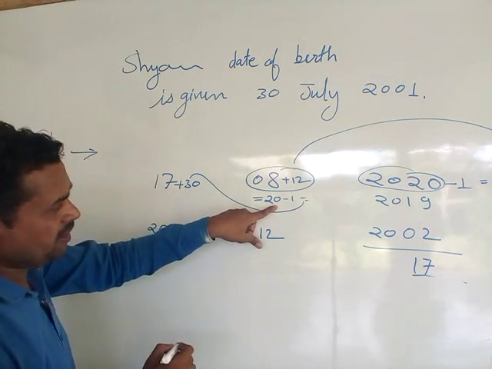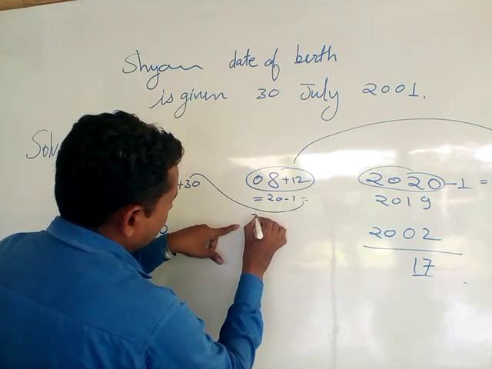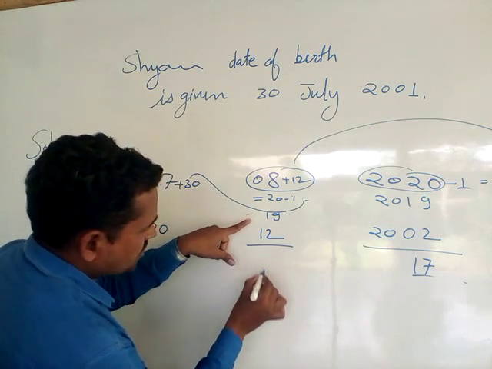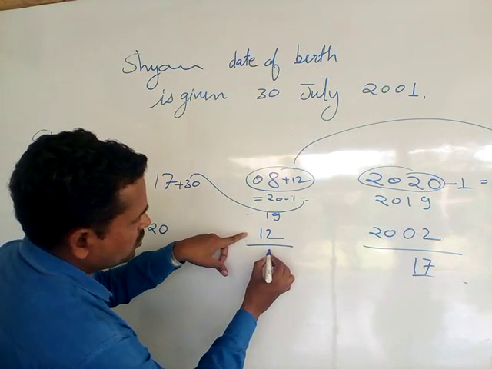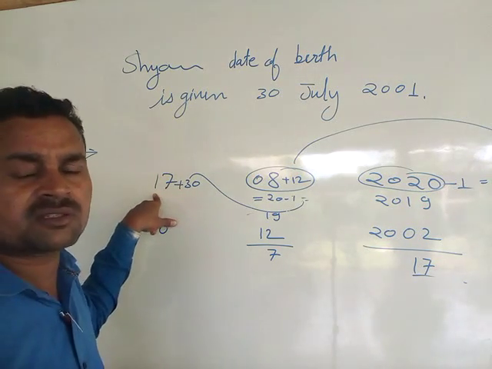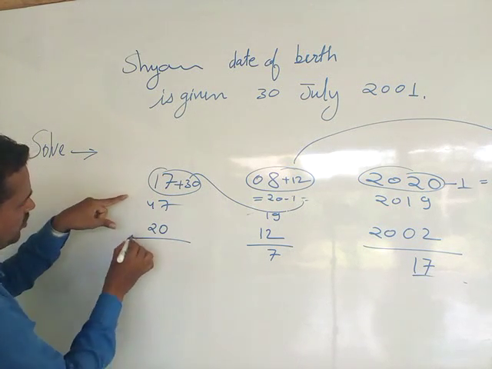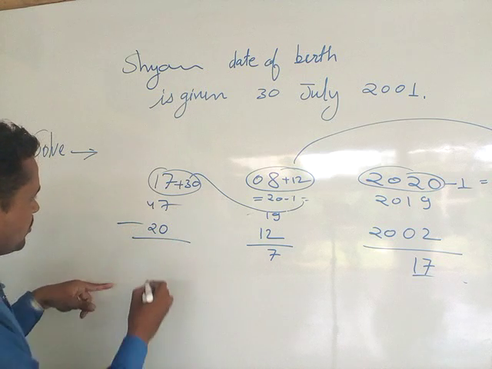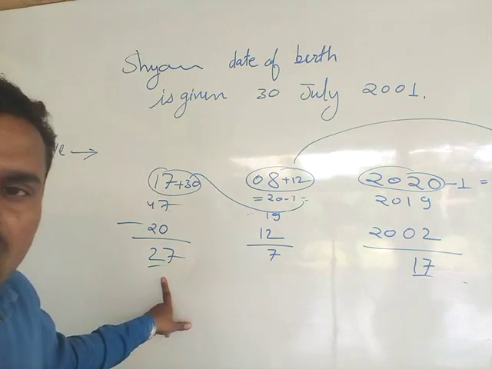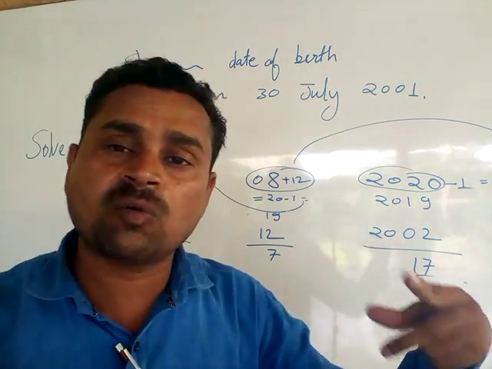So here will be 19 months. We can put here 19 months. Now we can subtract these numbers. 19 minus 12 is equal to 7. Next, 30 plus 17 is equal to 47, and you can easily deduct this number from 47. So you find 7 and 2. It means Ghanshyam will be 17 years, 7 months, and 27 days old today.